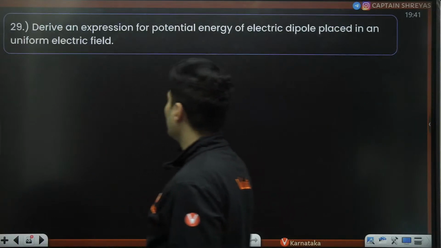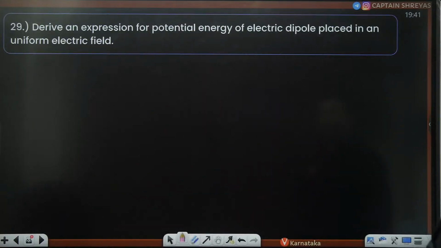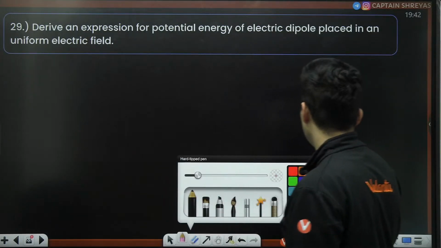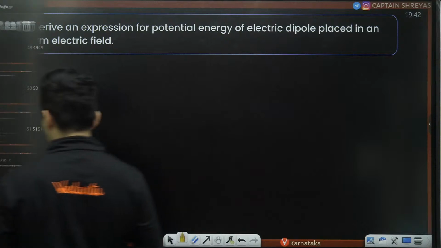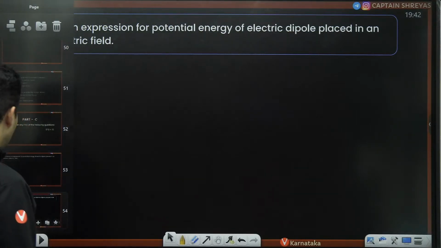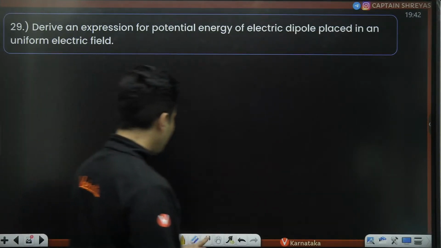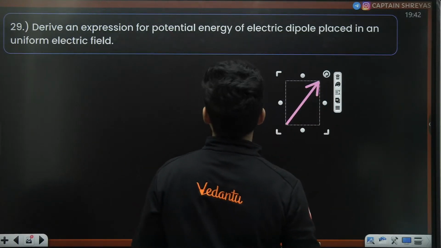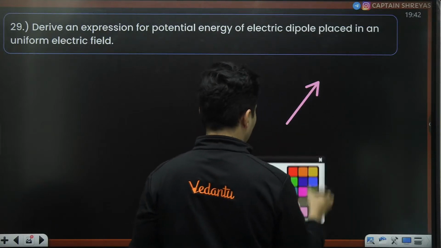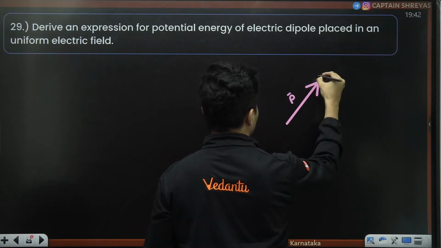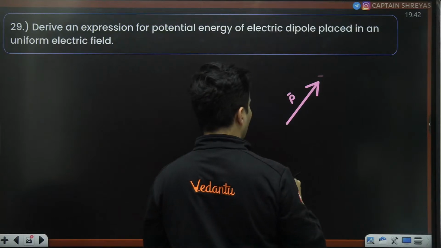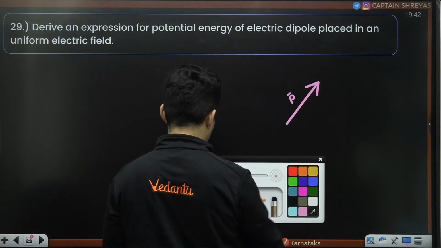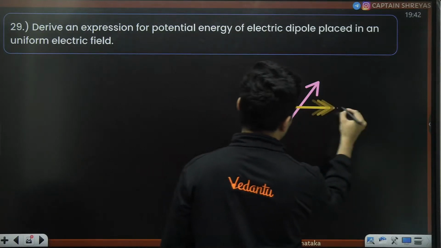Next question. Derive an expression for potential energy of electric dipole placed in a uniform electric field. This is again a very standard but important question. Let's have a look at it. How do we do this derivation? First of all, let us just say this is an electric dipole, like this. So this is your electric dipole, with positive and negative charges. And let's say the electric field is in this direction.